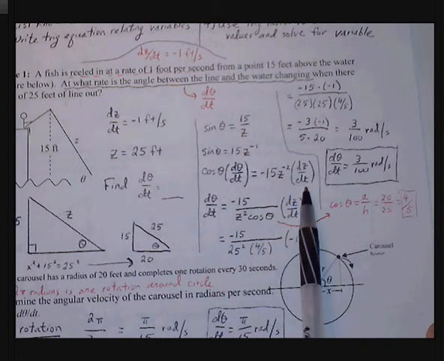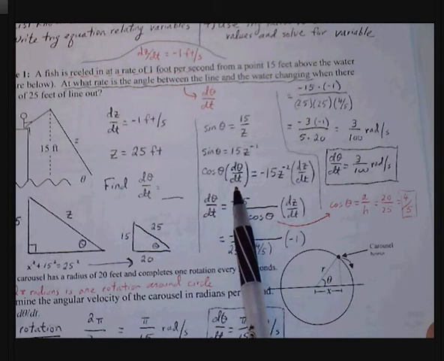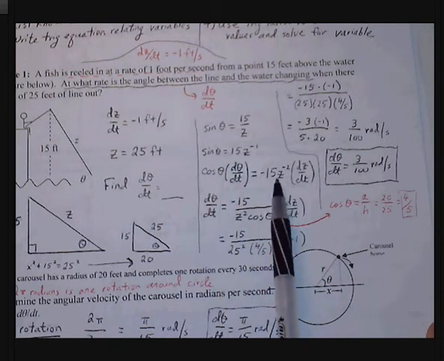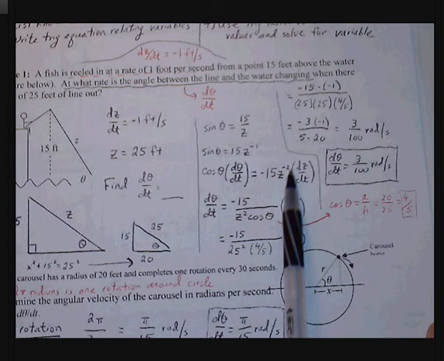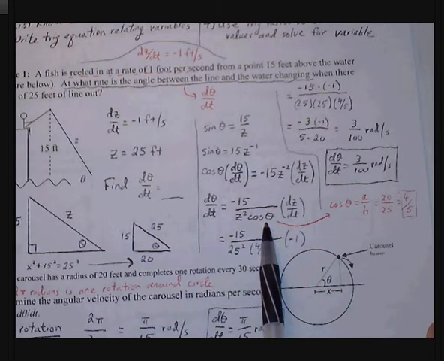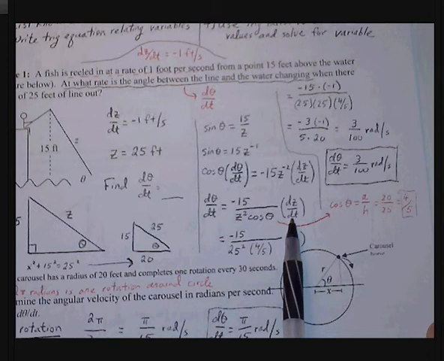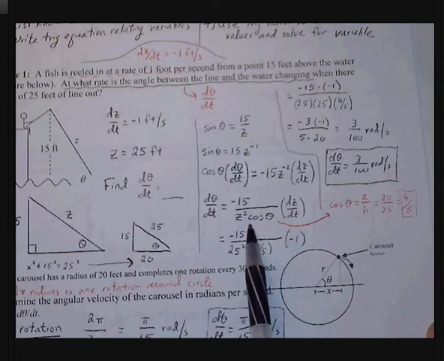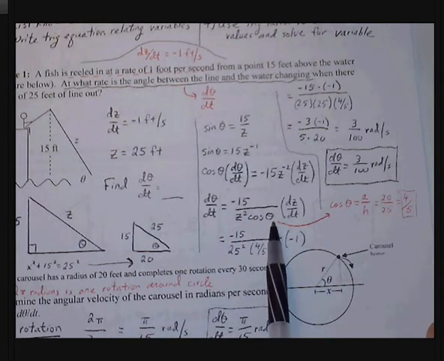Remember our goal here, we're trying to solve for d theta dt, so I'm going to divide both sides by cosine. I'm going to clean the right side up, so negative 15 over z squared cosine of theta dz dt. Now we don't know what theta is, but we do know the ratio for theta.